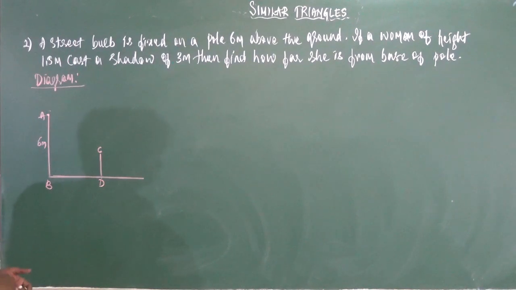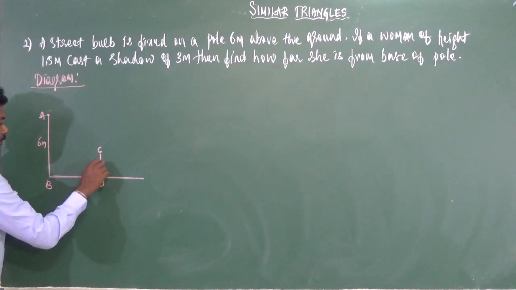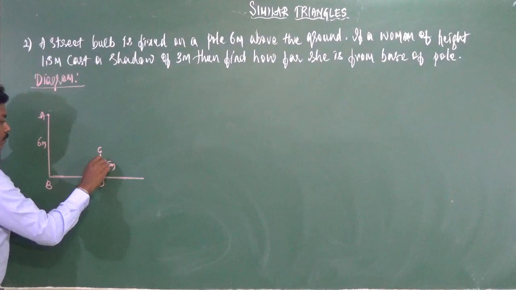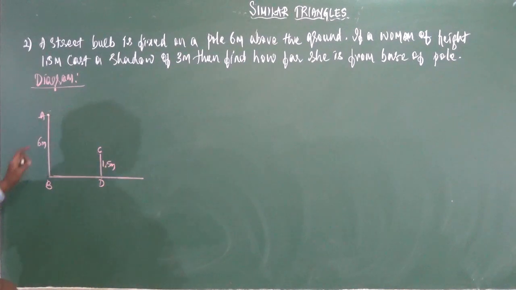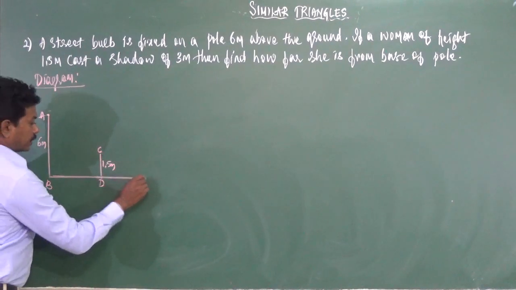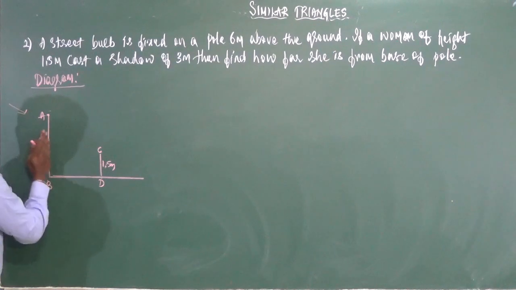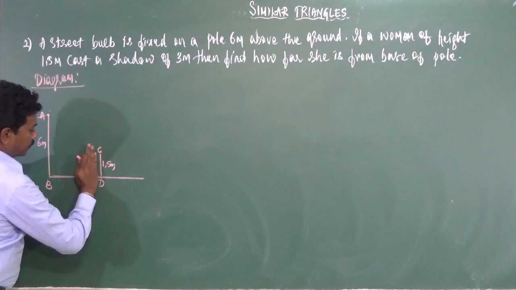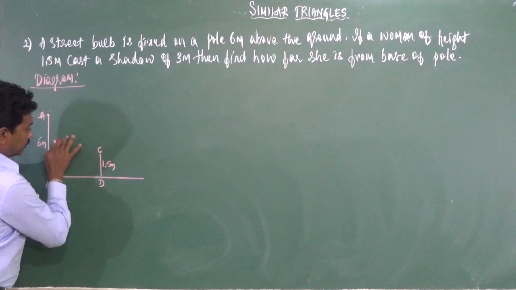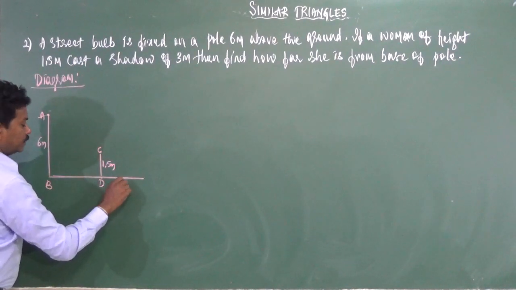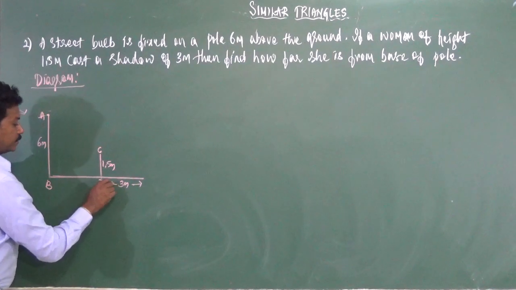Let us imagine that. If a woman of height 1.5 meters, so what is the height of the woman? It is 1.5 meters. The woman casts a shadow of 3 meters. So this is the shadow cast by the woman, because the light is falling in this direction. The height of the woman is 1.5 meters. As the light is falling on her in this direction, a shadow will be like this. So the shadow is 3 meters.